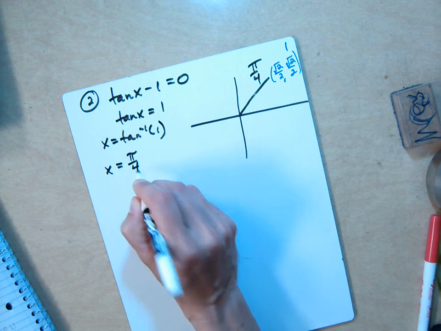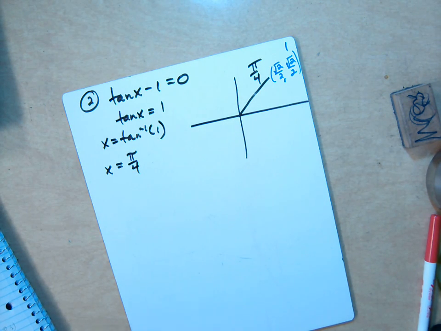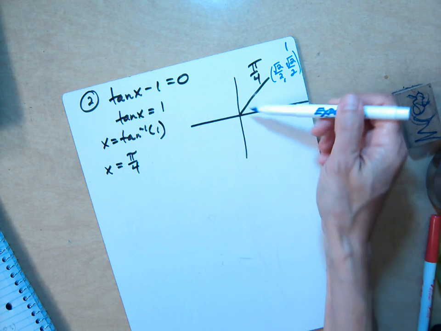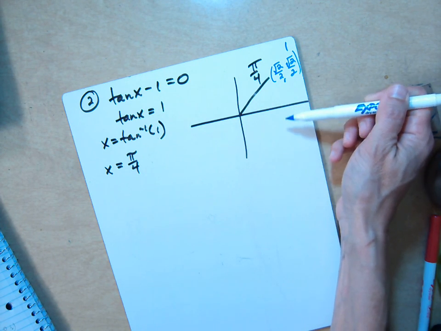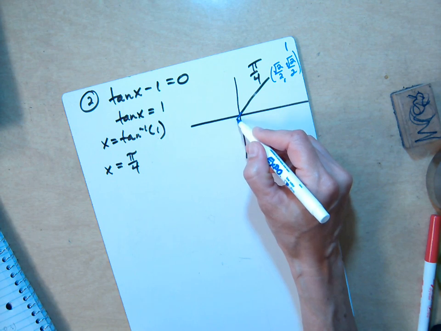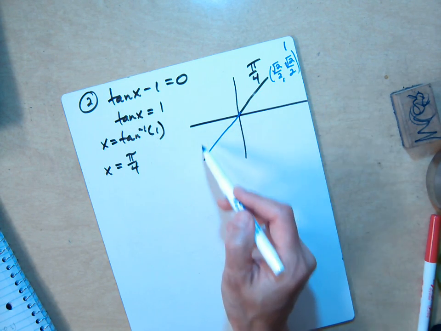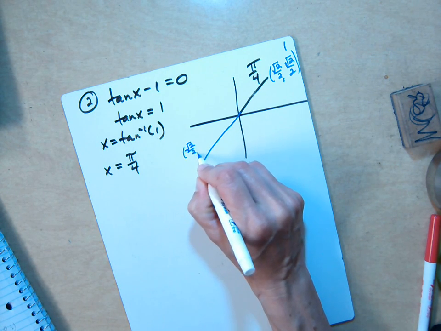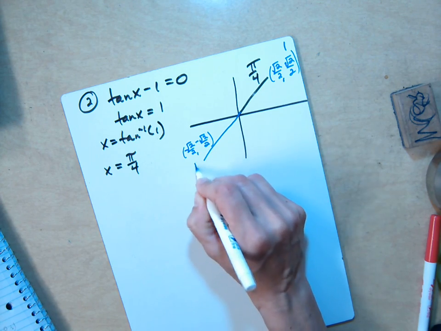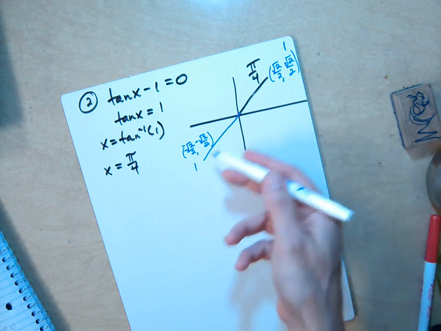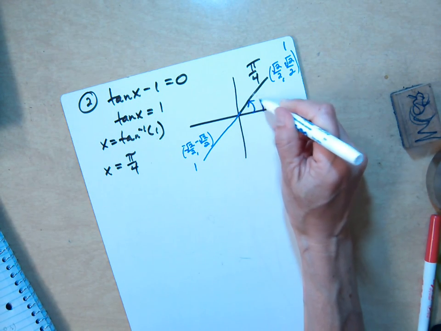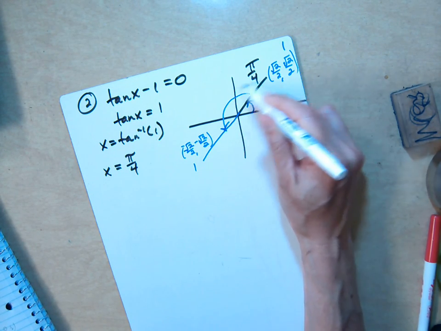Pi over 4. But where else is the tangent 1? In quadrant 4, is it? Positive, negative? It's in quadrant 3, because a negative divided by a negative is a positive, right? The coordinates here are negative root 2 over 2, negative root 2 over 2. When you divide, you get 1. When you divide a negative by a negative, you get 1. And in fact, in every revolution, as we go around the circle, we'll have this answer, and then this answer, and then again this answer, and then this answer.